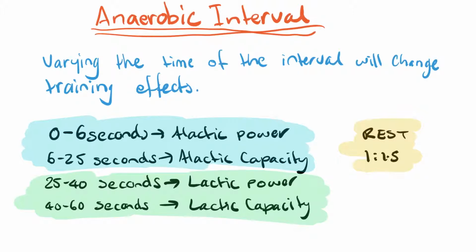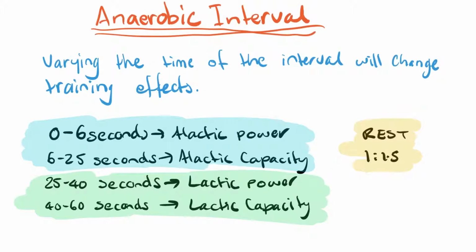If we're looking at the alactic system, so the ATP-PC system, to work on alactic power, you need to be doing an interval for 1 to 6 seconds. For alactic capacity, so our capacity to increase the use of ATP-PC, you're looking at 6 to 25 seconds. Then when we look at moving into the lactic acid system and looking at the lactic power and lactic capacity, for lactic power, you want to have intervals between 25 to 40 seconds, and for lactic capacity, 40 to 60 seconds of duration.